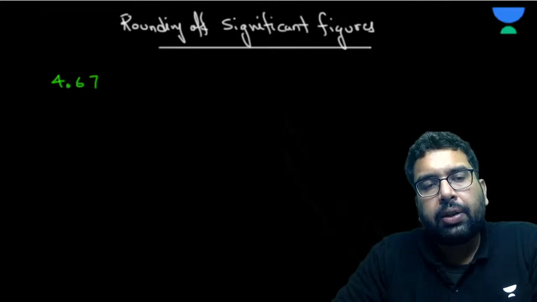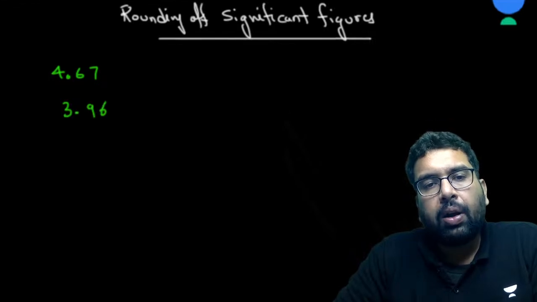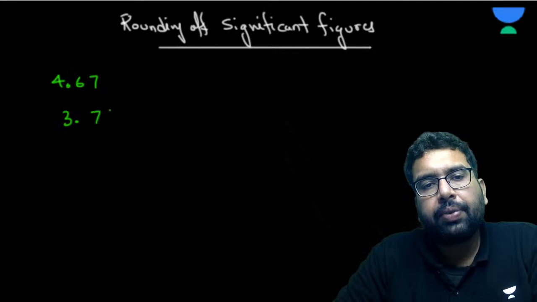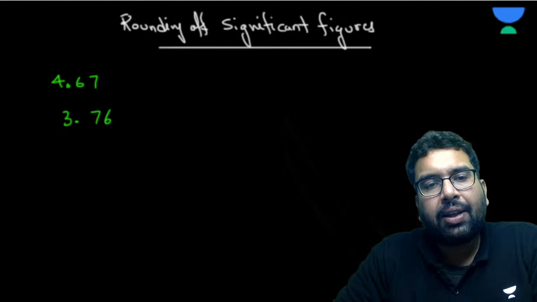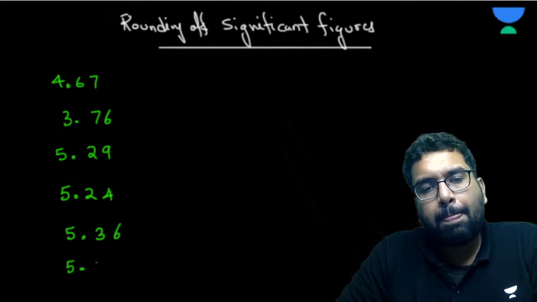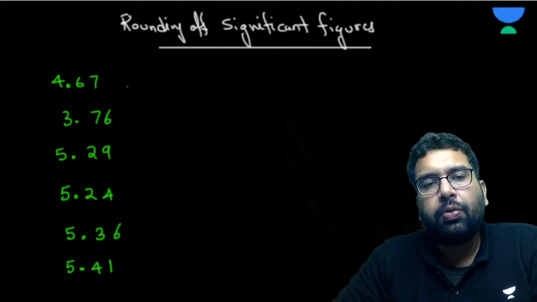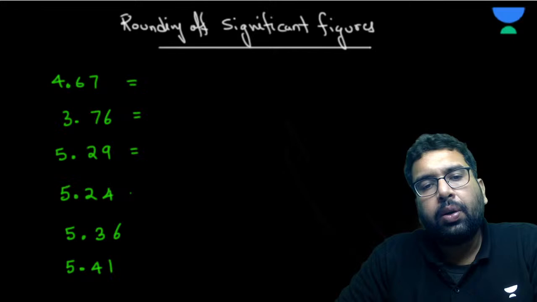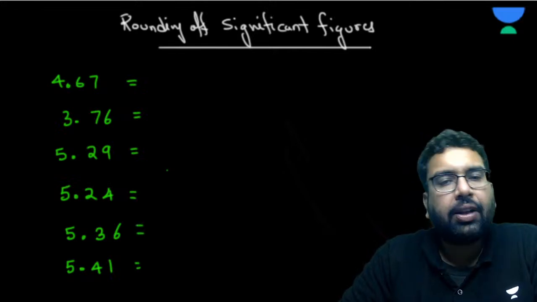Let's suppose 4.67, 3.96, or 3.76. We can have any number. Let's suppose we are having 5.29, 5.24, 5.36, 5.41. You need to round these off to two significant figures. Right now, all these have how many significant figures? They have three significant figures.